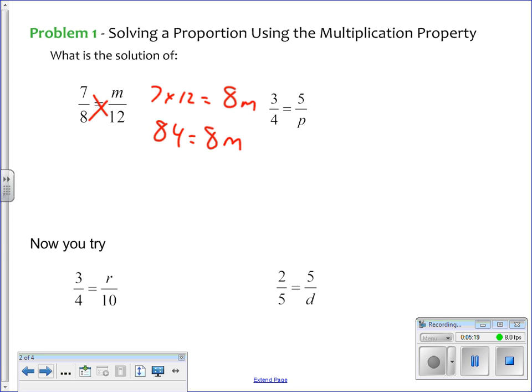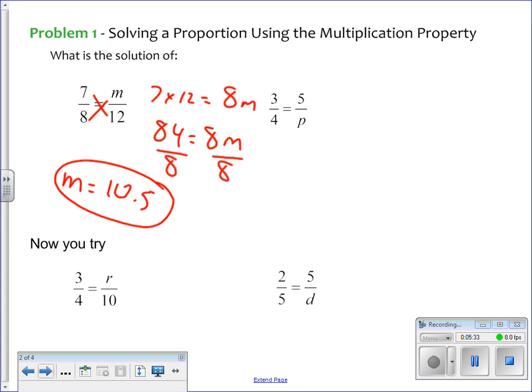And this is easy to solve. We've solved lots of problems like this. You divide both sides by 8. And that goes in 10.5 times. M equals 10.5. Normally, I don't like using decimals for answers like this, but it's easier to do.